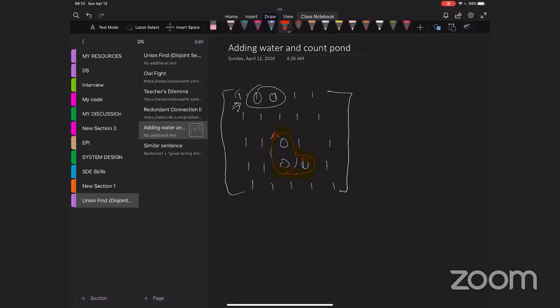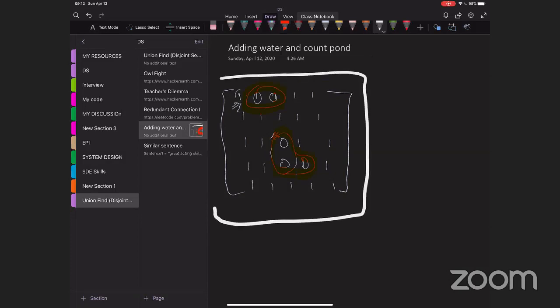Oh, I see. So okay, here is the thing: we can assume that everything outside is land. So you are saying that in this case, this is pond, right? This is also pond, even though it is boundary. So what we are assuming is that outside of this boundary is all land, right?